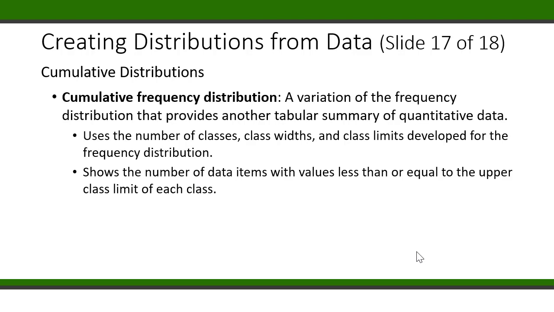Then to add to our looking at our distribution of data, we might also want to calculate the cumulative frequency distribution. That's a little different than the frequency distribution; it provides another tabular summary for quantitative data. So again, we're looking at numbers. It uses the number of cases, the class widths, and the class limits that you got from your frequency distribution, but then it shows the number of data items with values less than or equal to the upper class limit of each class. So let's look at an example here.